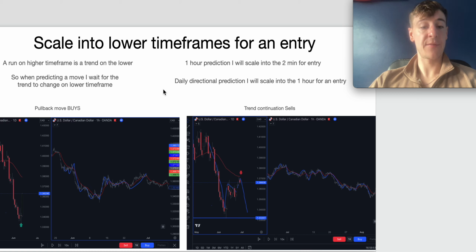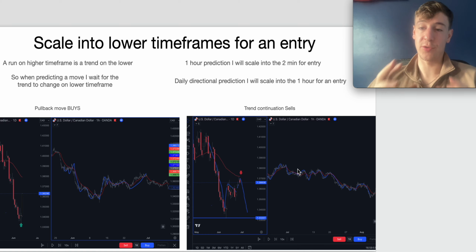So for me, if I trade the daily time frame, I'll enter on the 1 hour. I trade like that, but I also trade on the hourly. If I want to do shorter term, quicker, intraday trades, I would do the exact same thing I do on the daily with the hourly. So let me reiterate this. If I'm predicting the moves on the daily, I'll enter and scale into the lower time frame of the hourly. If I'm predicting the hourly moves, not the daily moves, I'll enter on the 2 minute.